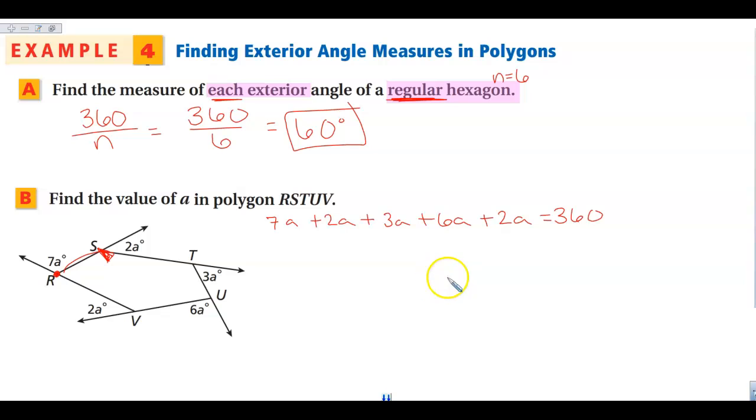All right, so I'm going to combine like terms here and I'm going to get 20A is equal to 360. So A is equal to 18. That is all that I wanted here, was the value of A. If I wanted each angle measure, then I would turn around and plug A back in.